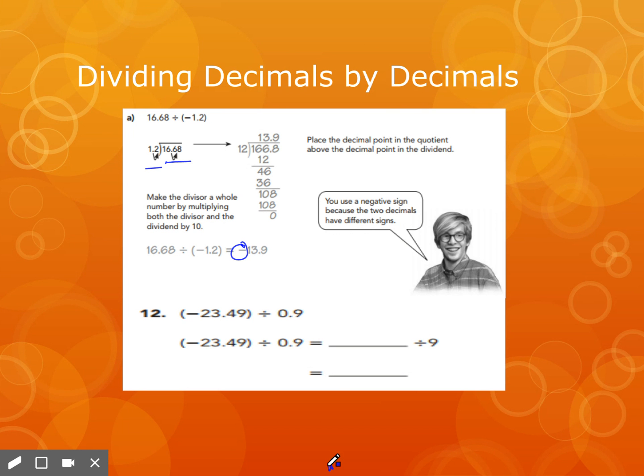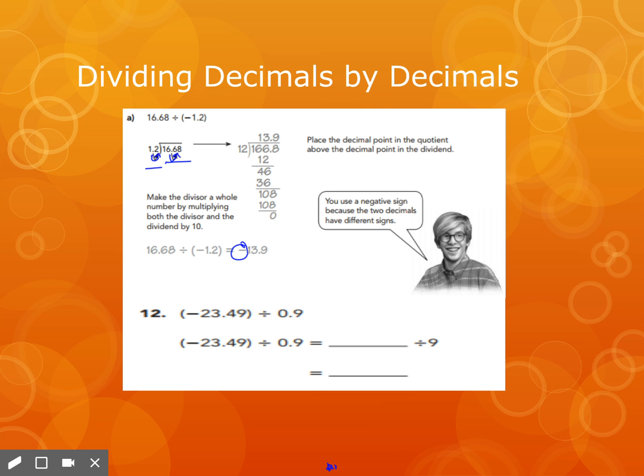And now we want to move the decimals out of the way as much as possible. So we start with the divisor. In the divisor, we needed to move it over one space. So we had to do exactly the same thing in the dividend. So now it looks like we have 166.8 divided by 12. And then you just do regular long division. 12 can go into 16 one time.